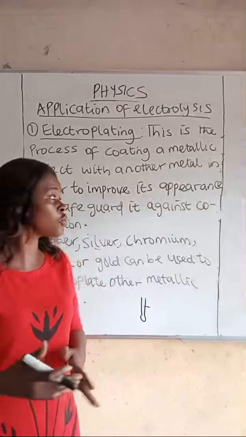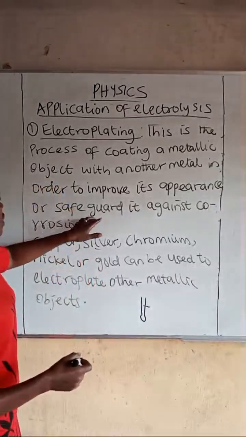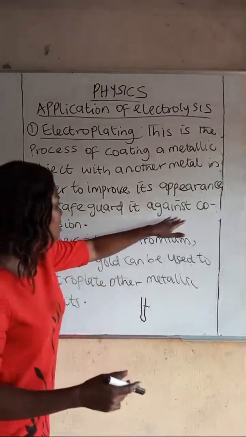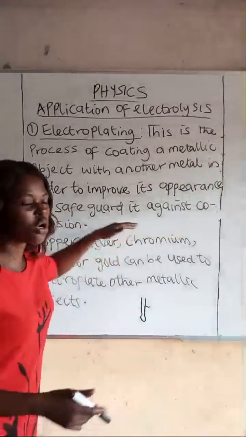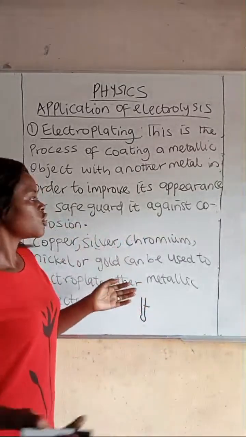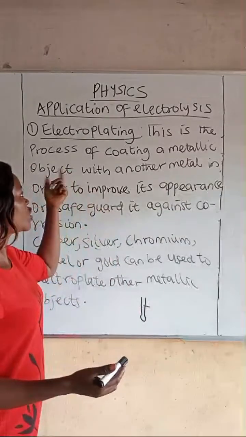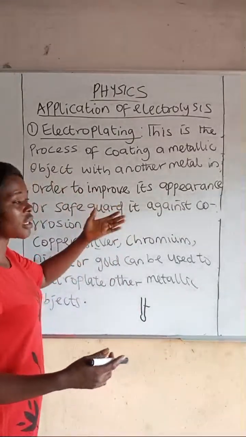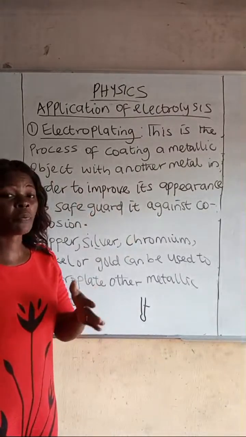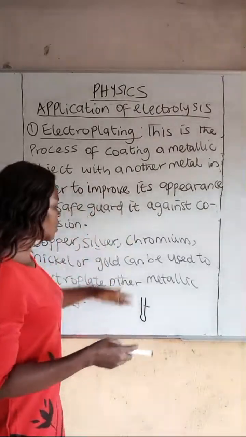Because I want to improve its appearance so it will look fine and safeguard it. If I leave it with its true color, it might rust. That is corrosion, meaning rusting. So I need to coat it. I need to electroplate it so it can stay for a long time and it will look fine for people to patronize, for people to buy. Okay? That's what I mean by that.